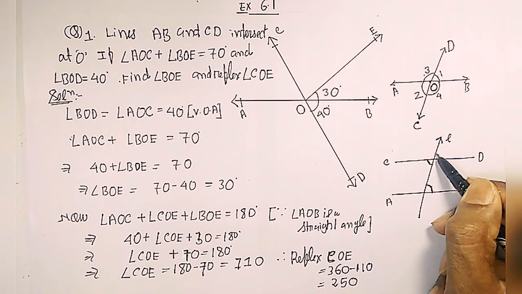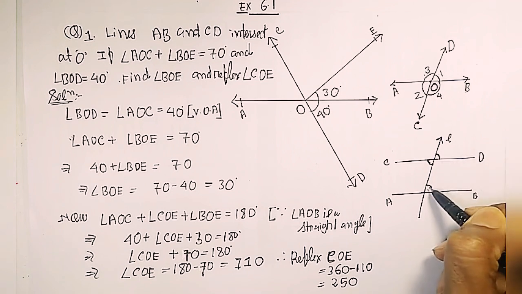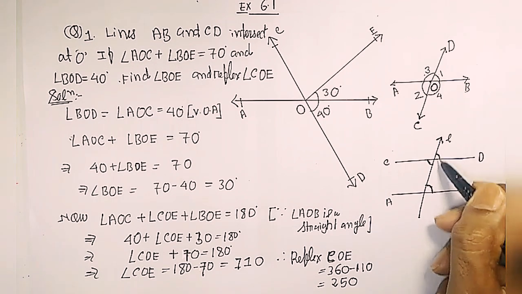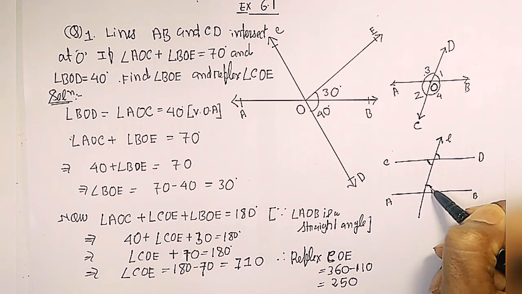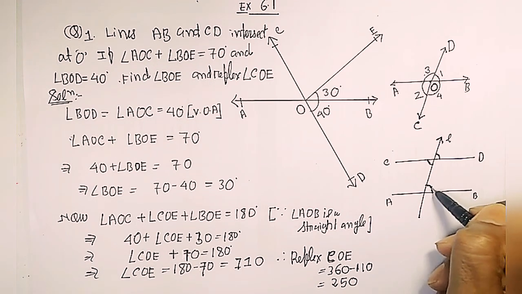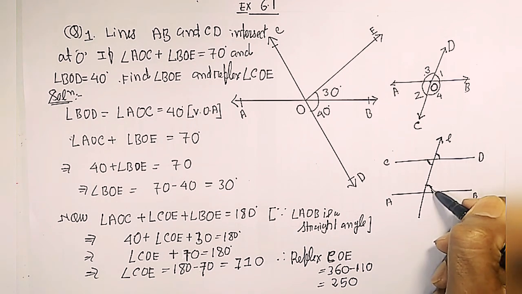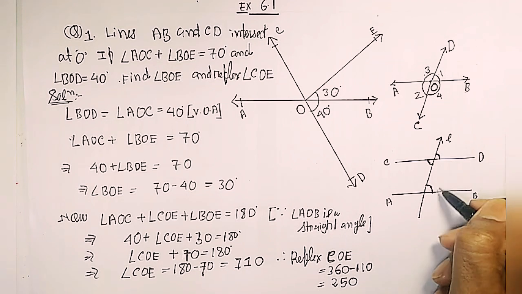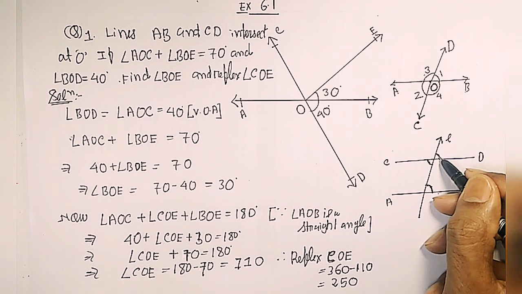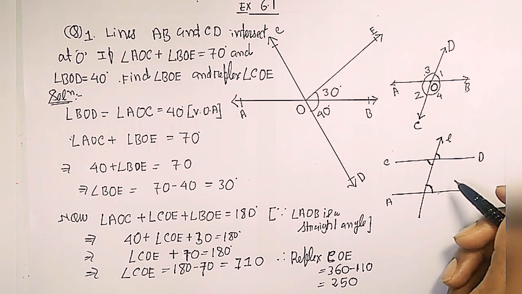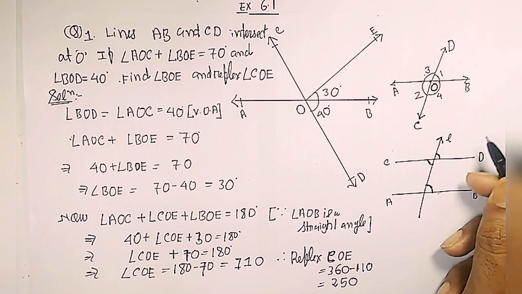Again, this angle and that angle are a pair of corresponding angles. In corresponding angles, both angles should be lying on the same side of the transversal. One angle should be lying between the parallel lines, and the other angle should be lying outside the parallel lines. So this is the concept of corresponding angles.